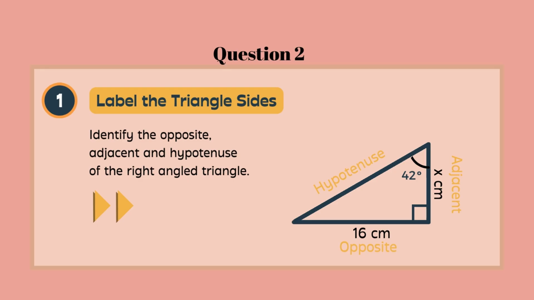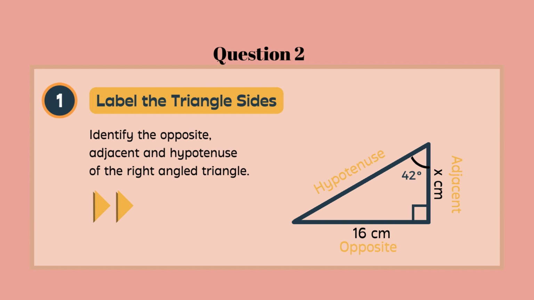Let us identify the sides, the opposite, adjacent, and the hypotenuse sides of the right angle triangle. In this instance, we know that the hypotenuse is the longest side, and that's also the side that is facing the right angle. And then we have an angle of 42 degrees. The side that is directly opposite to that angle is the 16 centimeters. That's the opposite side. And then the third side is my adjacent side. So I have my opposite, and I'm trying to get the adjacent.